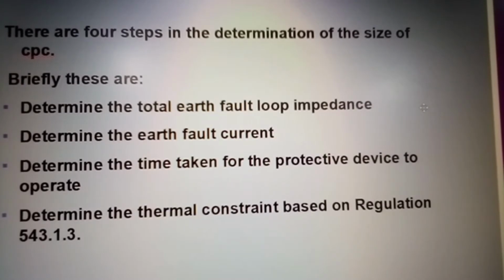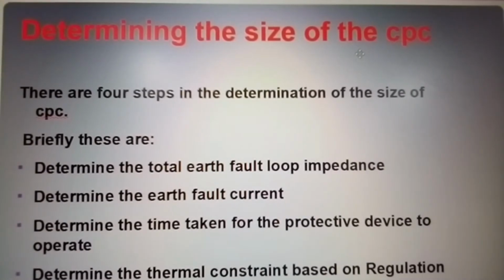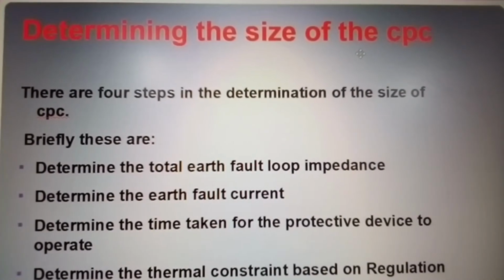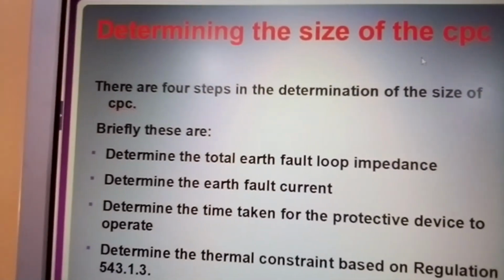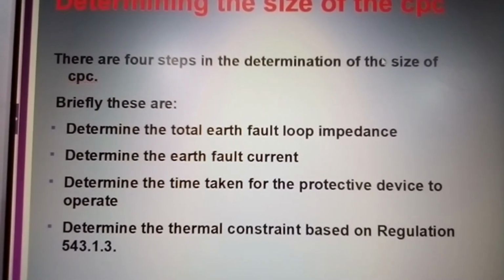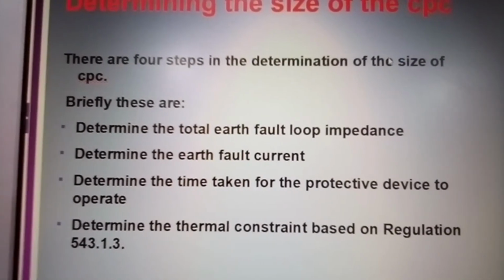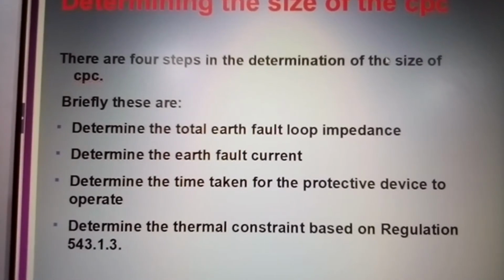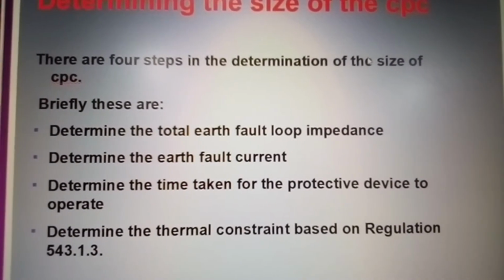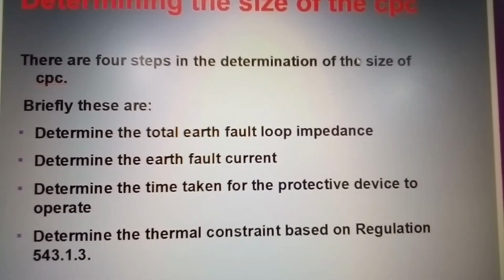Terminate the size of the CPC. There are 4 steps in the termination of the size of the CPC. Briefly, these are: determine the total earth fault impedance, determine the earth fault current, determine the time taken for the particular device to operate, determine the thermal constraint based on regulation 543.1.3, allowing for any change in these regulations due to any new editions in regards to the 18th edition or thereafter.